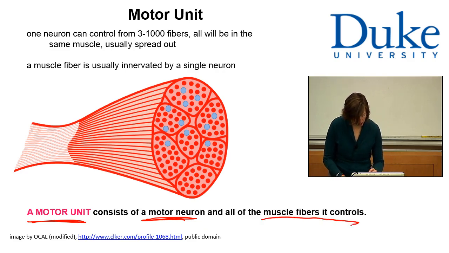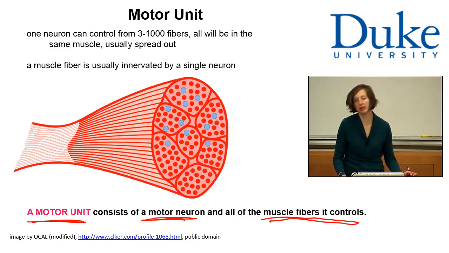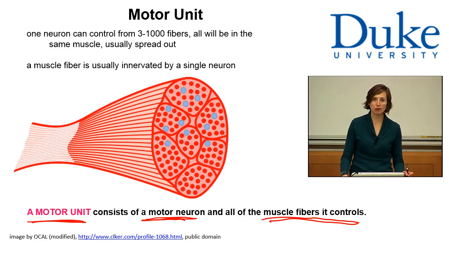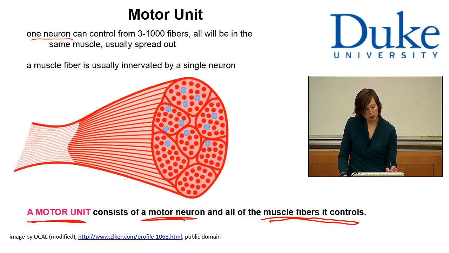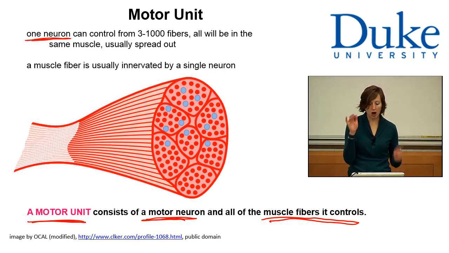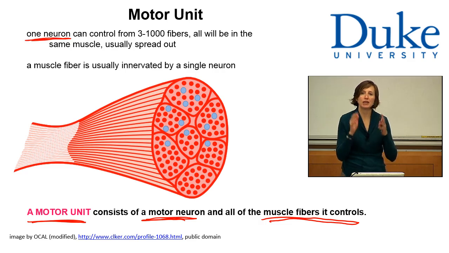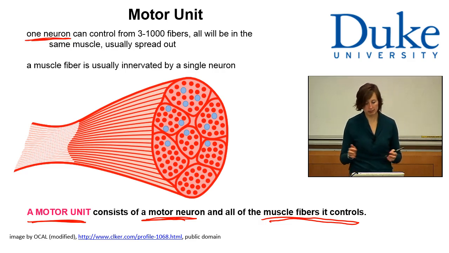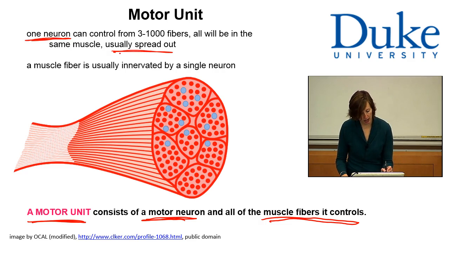So that's what a motor unit is, and we'll be talking about this more when we talk about skeletal muscle as well, where usually a neuron is going to control anywhere from 3 to around 1,000 different skeletal muscle cells, which is the same thing as skeletal muscle fibers. All of those fibers are going to be in the same muscle, but they're usually going to be spread out.